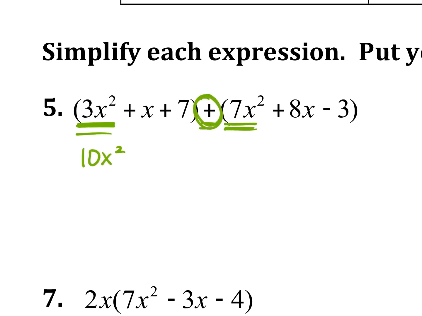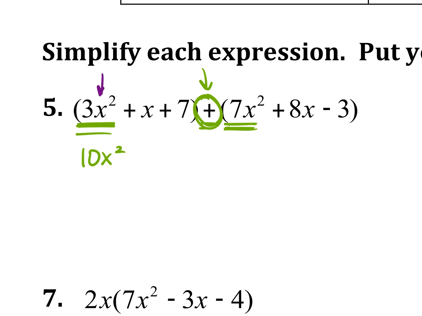You're adding them together. So if there's a plus sign in between, you're adding. If it was like this, where there's no symbol in between, when they put them next to each other, that implies multiplication.